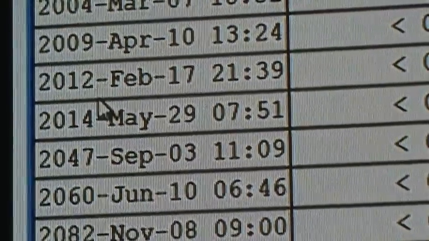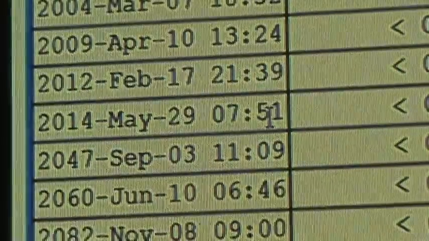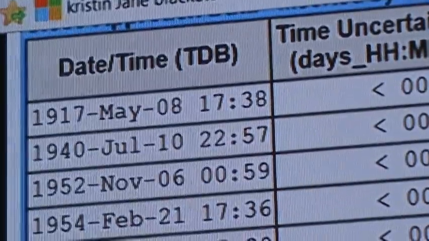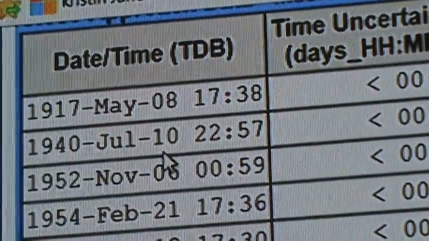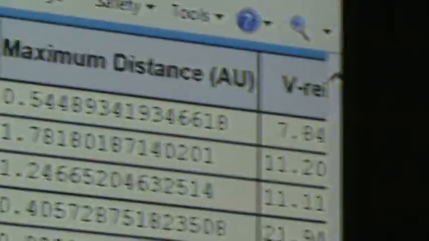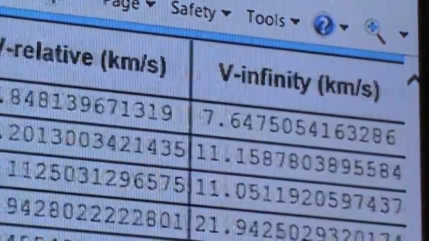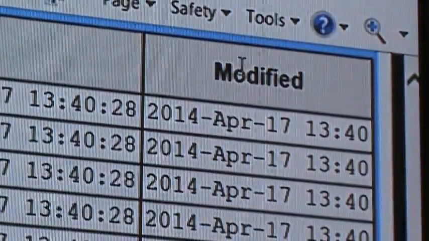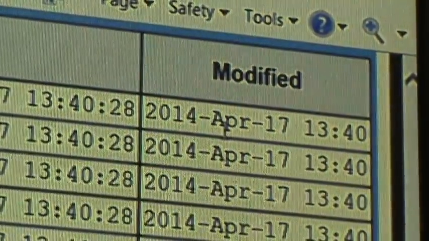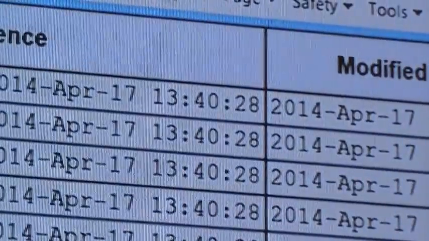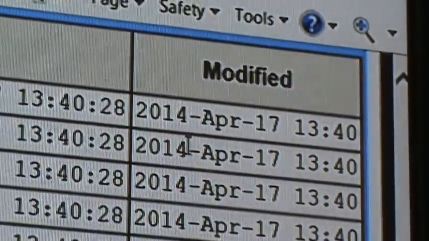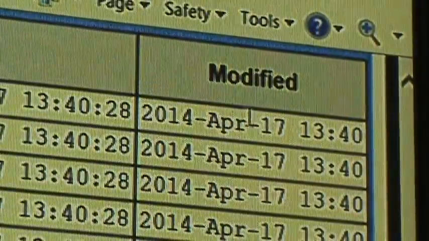Now, on May 29th, 7:51 in the morning, it will be at its nearest approach to Earth, it says here. But the only thing I have a problem with here with your data, and I have to ask, is why was the data for 1917 modified? I could see if maybe you made a course correction on its nearest approach time, direction and exact trajectory this time, but why would you change the data from 1917? It shows here that this file has been modified on April 17th, 2014.